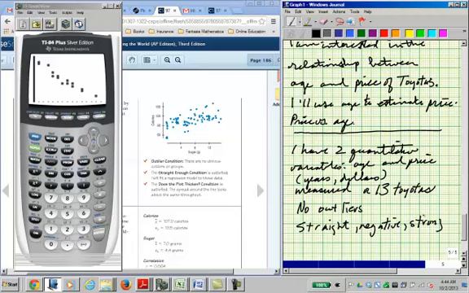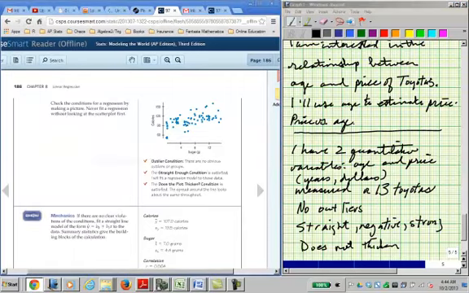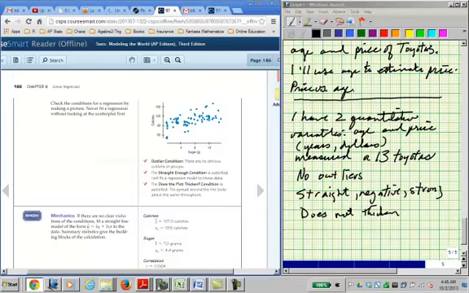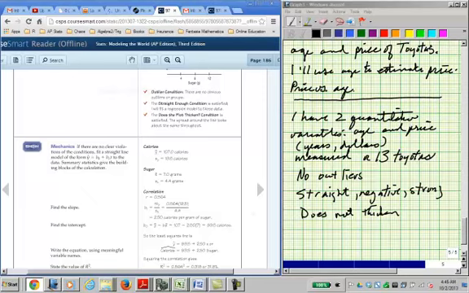Does it thicken? That is, does it spread outward or inward? Does not thicken. So I can therefore go ahead, let's look at this here, check the conditions. If there are no clear violations of the conditions, fit a straight line model of the form y hat equals b sub 0 plus b sub 1x to the data. Now you're going to do that. Now we're not going to list all these things that they have over here. You don't have to do that.